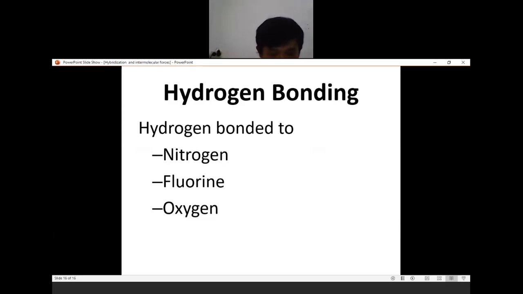And then the last one is oxygen. The oxygen itself with hydrogen forms water. We know that water has hydrogen bonding that makes water polar. We know from the concept that polar dissolves in polar, non-polar dissolves in non-polar. Polar cannot dissolve in non-polar, and also non-polar cannot dissolve in polar.